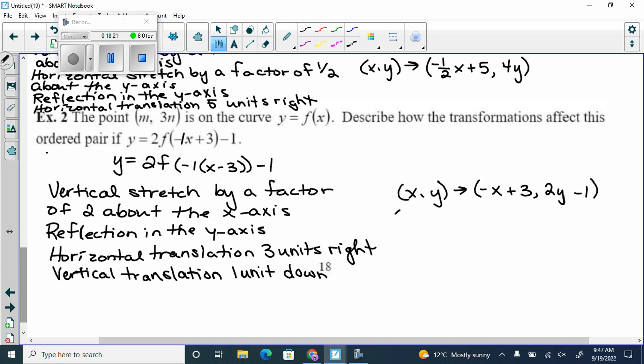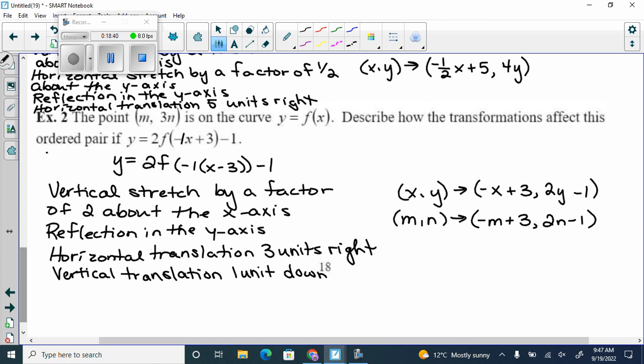So we plug in our coordinate. We get (m, n). I hope you're doing it like this. You have to show it with the brackets and the arrow in between because that is mapping. And then we go (m, n) becomes (negative m plus 3, 2n minus 1). That's as good as it gets. That's the new point.